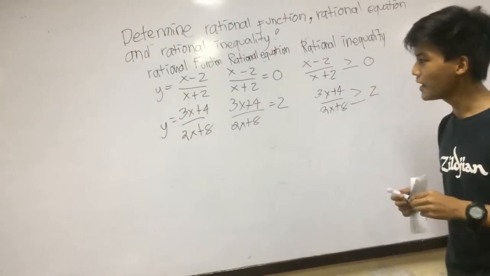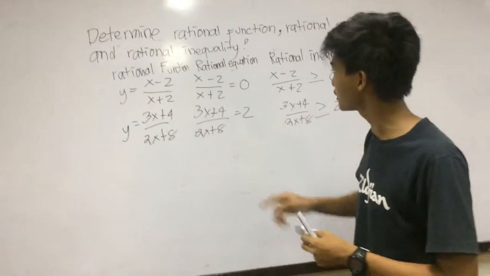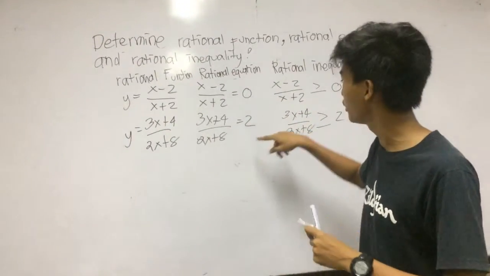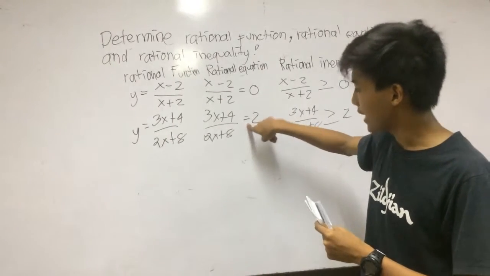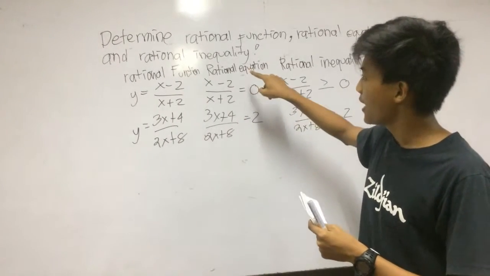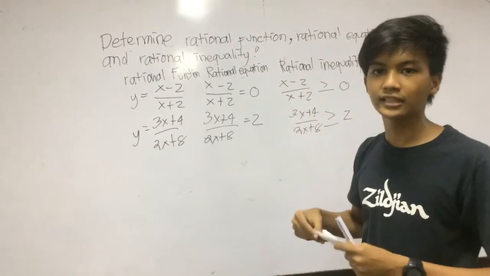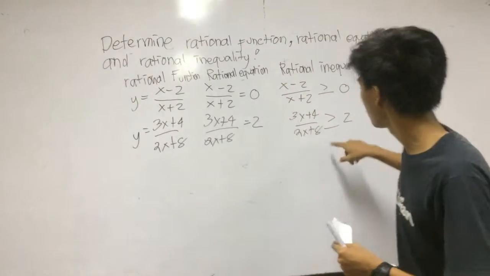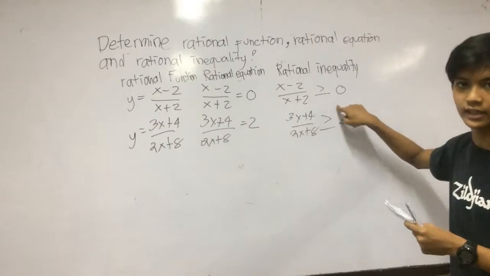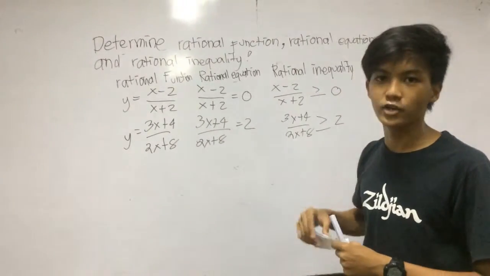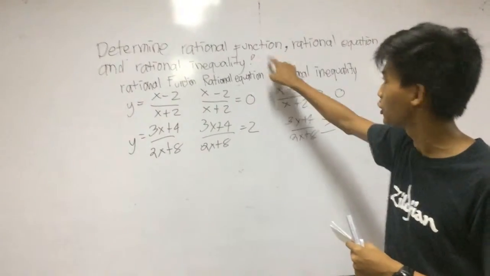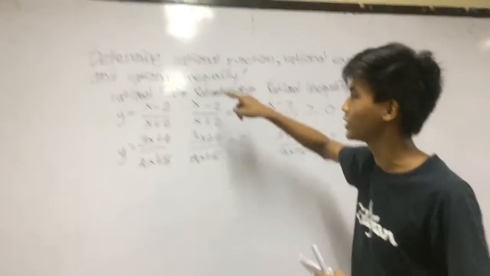So, ayun. Di ba napansin nyo, parang ganun din. Pero dito sa rational equation, nag-iba na yung numbers niya. Kasi, basta meron siyang equal sign, yun na yung rational equation. And kahit saan siya mag-equal, any numbers. And then dito, ganun pa rin, meron pa rin siyang inequality sign. So, ang dali lang, di ba? Yun lang yung kailangan nyo para ma-determine nyo kung rational function ba, rational equation, o rational inequality.